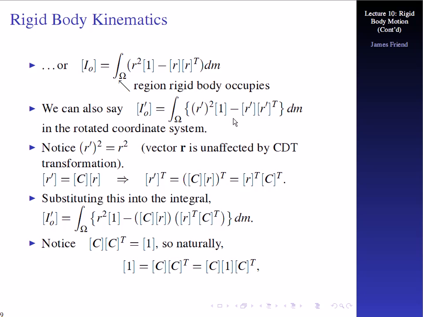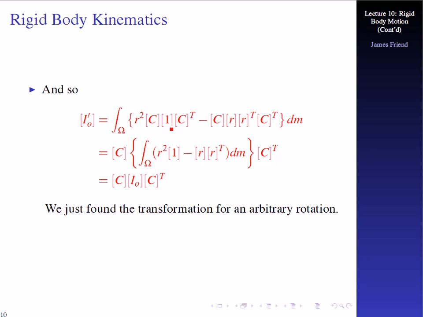So naturally, if we wrote 1, that would be c times 1 times c transpose. And so we could actually put in here at the beginning c times 1 times c transpose. Notice that we've got c before everything here, and then c transpose after everything. Remember, pre-multiplying and post-multiplying are two different operations in matrix maths. So we put c before and c transpose after, and sandwiched in between is the original matrix for our moments of inertia and products of inertia.